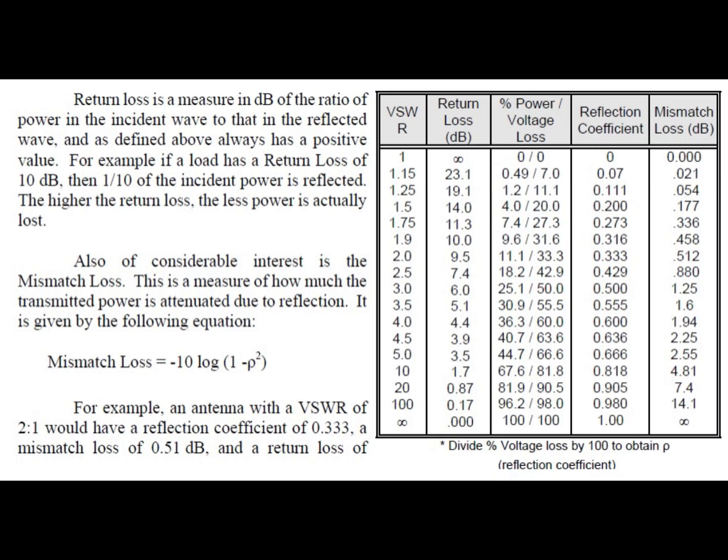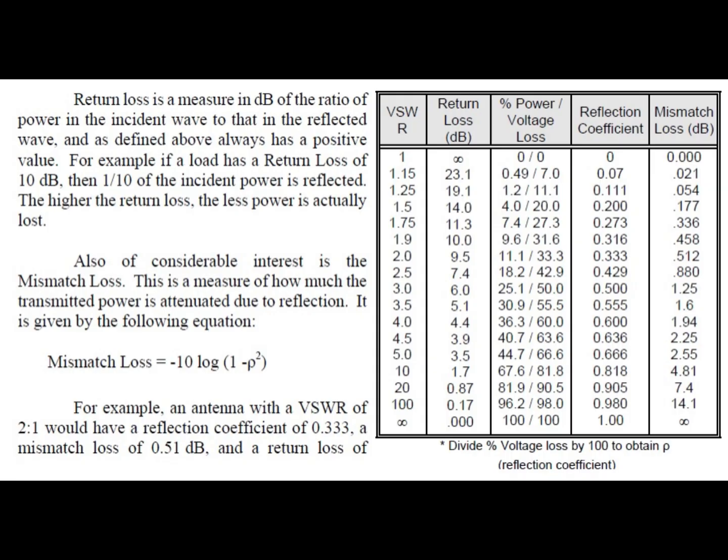Mismatch loss, 0.177 dB. VSWR equals 2. Return loss, 9.5 dB. Power loss, 11.1%. Voltage loss, 33%. Reflection coefficient, 0.333. Mismatch loss, 0.512 dB. VSWR equals 3. Return loss, 6 dB. Power loss, 25%. Voltage loss, 50%. Reflection coefficient, 0.5. Mismatch loss, 1.25 dB.